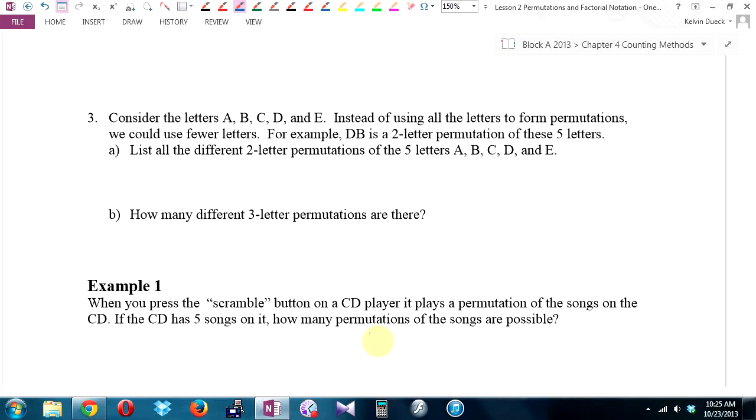Let's go back, Kyla, to 5 letters. But instead of picking all 5 of them, what if I only want to form groups of 2? So, for example, DB is a 2-letter permutation. AE, EA, BC, CB... there's a bunch. I'm not going to list them all. I want to see if I can just calculate how many. How many letters in this permutation? 5 to pick from, but how many letters? How many blanks should I draw?